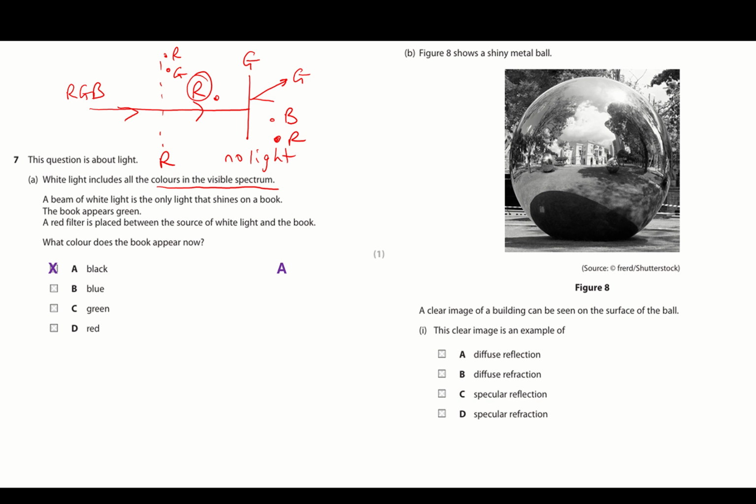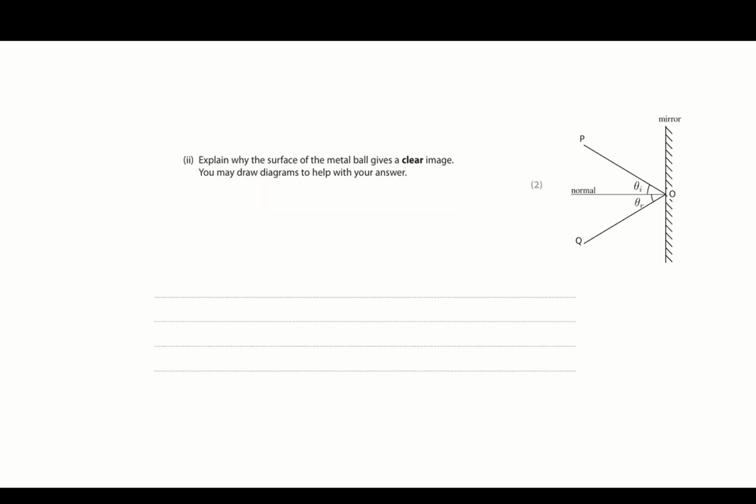A clear image of the building can be seen on the surface of the ball, so we can see that this is reflecting, and this is going to be specular reflection. If there's the normal line, it means that the angle of incidence theta I equals the angle of reflection. And then we're looking for why can we see it? Well, it's going to be specular reflection. There is a pattern which enables us to see a decent reflection. So that's going to be not A, not B, that's going to be C. Specular reflection. On to the next one.